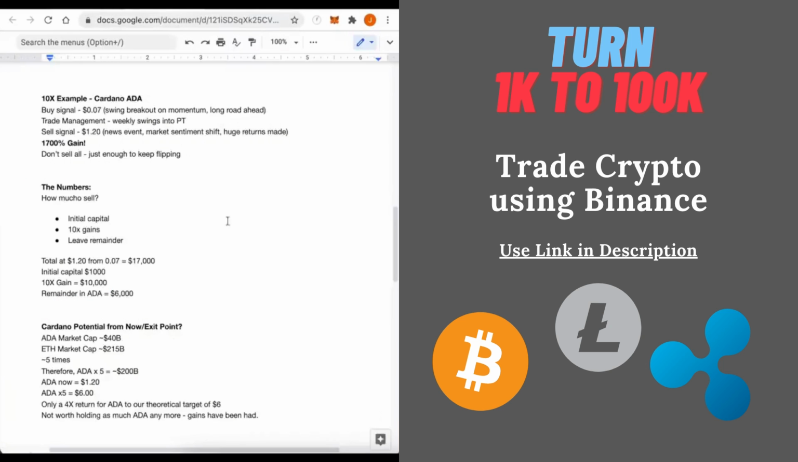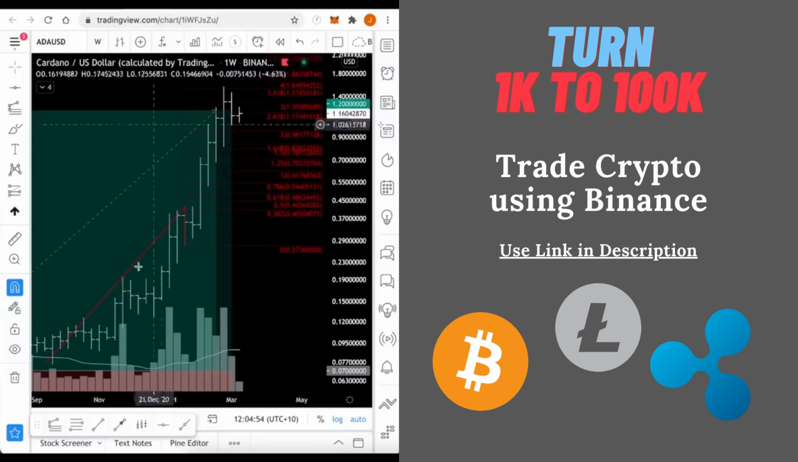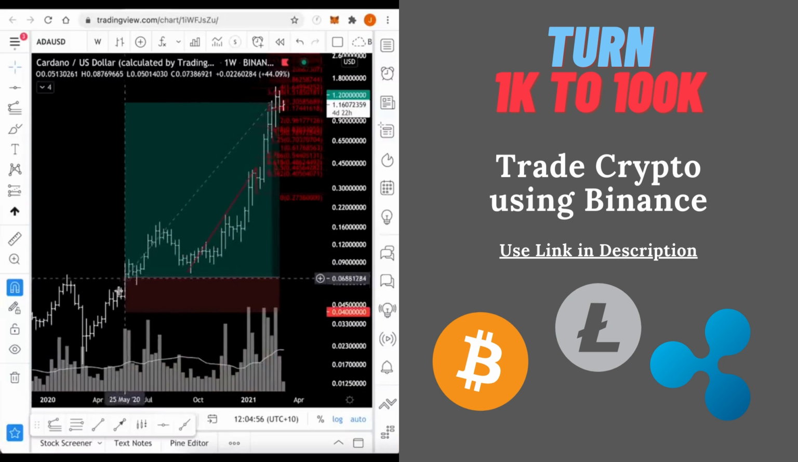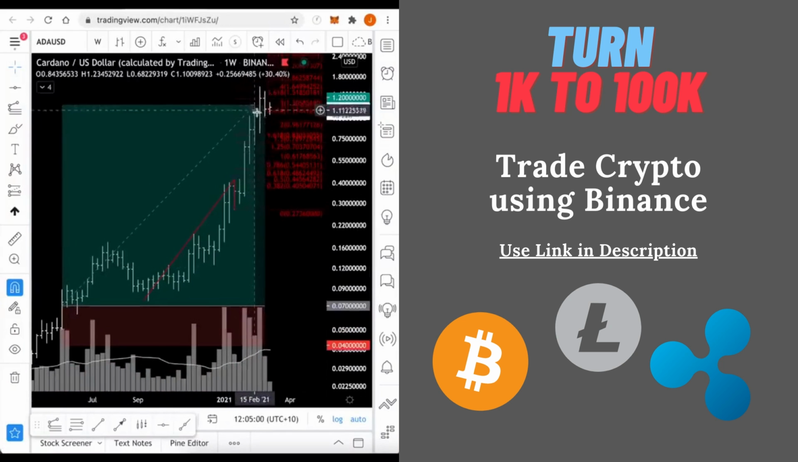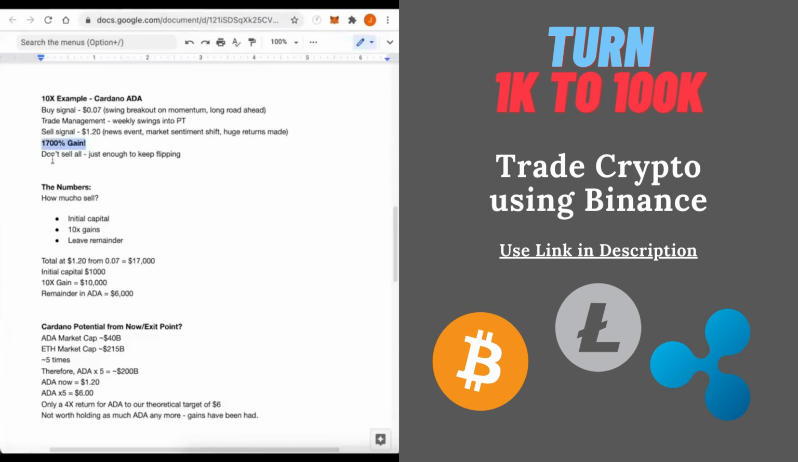A couple of reasons. Now, first reason is the market sentiment, news events, the sentiment was shifting, and there's already huge returns on Cardano, 1,700% from the entry at around 7 cents, which is a clear entry signal. Now, you don't have to exit the position here. You can continue to ride this thing all the way if you want, but we're going to look at the maths in just a second. Like I say here, don't sell all, just enough to keep flipping.